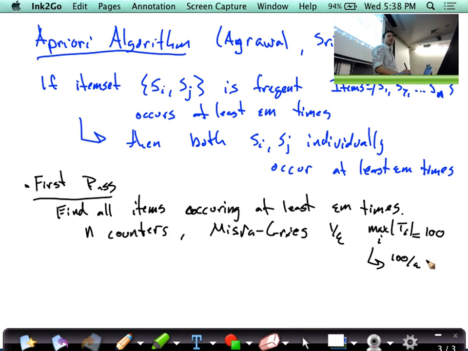And this only depends on this maximum size and this epsilon factor that I have. It doesn't depend on the initial size n. So this, I would say, is n1, the number of items I found after the first pass. I read over all my data, keep track of all the counters, and only keep the ones that occur at least epsilon m times. I can do this approximately using Misra-Gries or something else. And I know that the maximum basket is bounded, so I only have at most 100 over epsilon of these possible things.